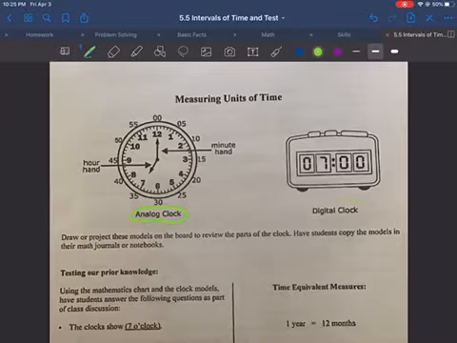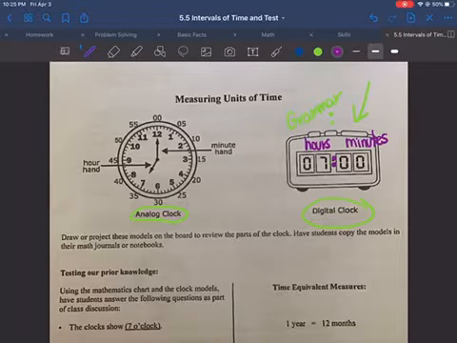So we have two different types of clocks. We have the analog and then we have the digital clock. Most of us have one of these at home. Remember, we have one in the classroom as well. And if you notice, when we're talking about the digital clock, we can also think about grammar because we are using what we call the colon. And the colon separates the hours from the minutes.